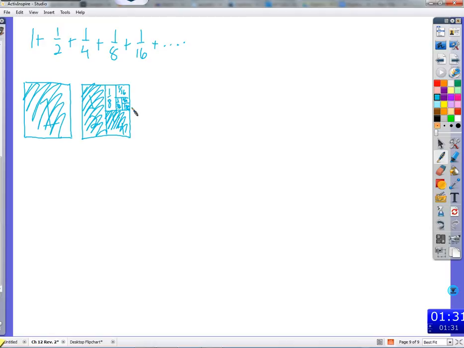So we're not going off to infinity. The number of terms goes on to infinity, but the number itself that you get when you add these together is limited. It's never going to get past what, do you think? 2. And actually, if we add these up forever, we will get 2.